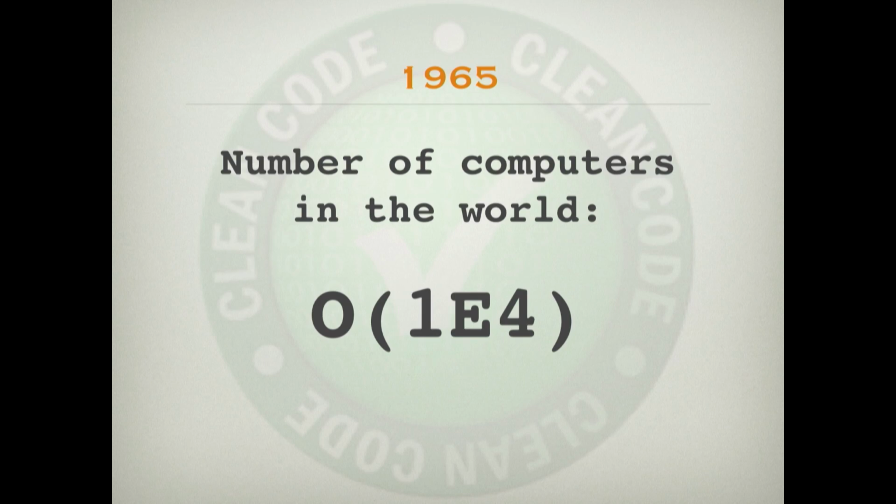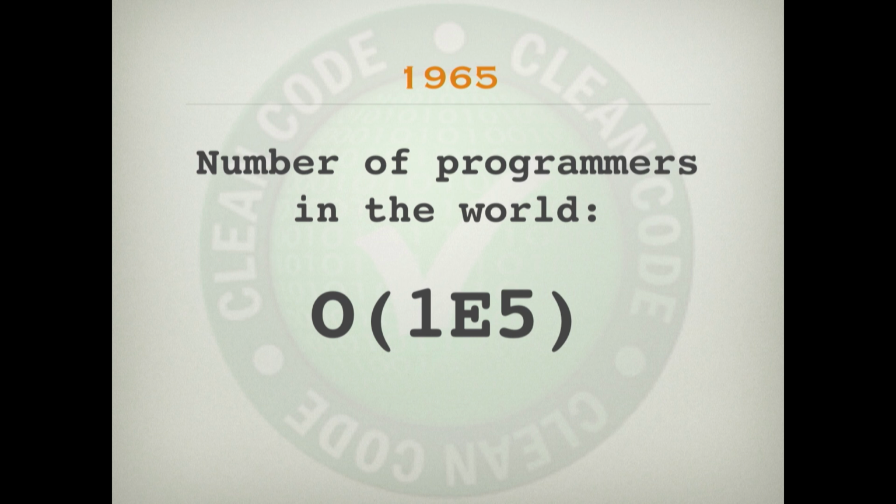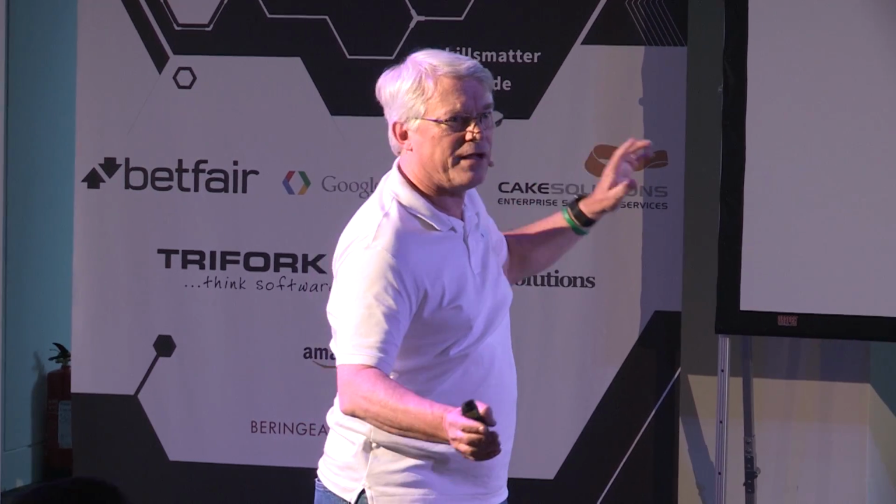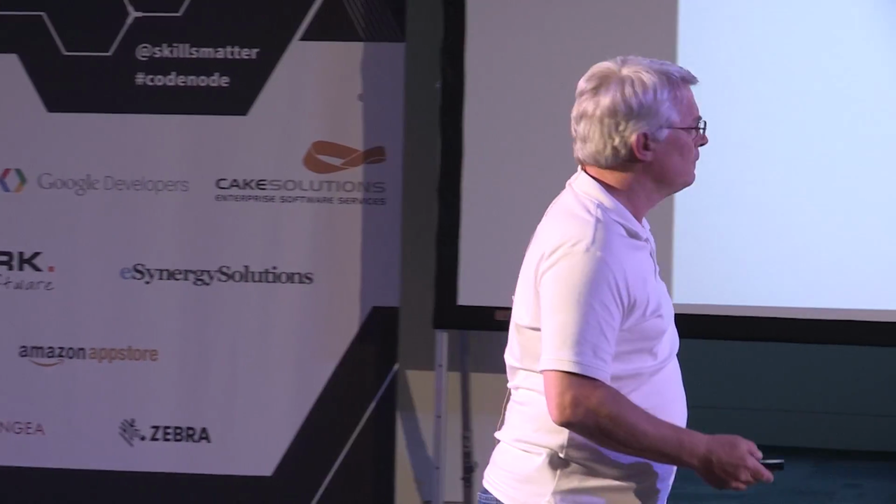And by 1965, the number of computers in the world was on the order of 10,000, probably more like 50,000. And the number of programmers was probably on the order of 100,000. Now, it has been less than 20 years since Turing wrote his first line of code. And we're approaching 100,000 programmers, probably more.